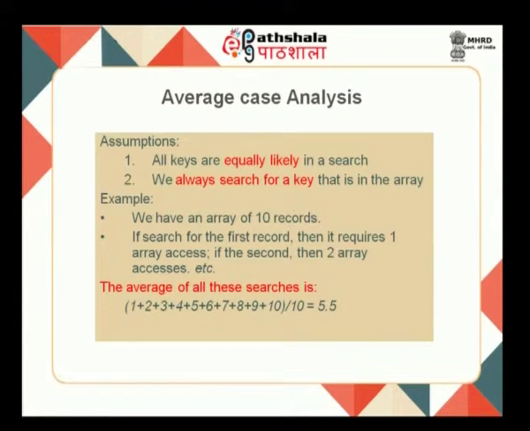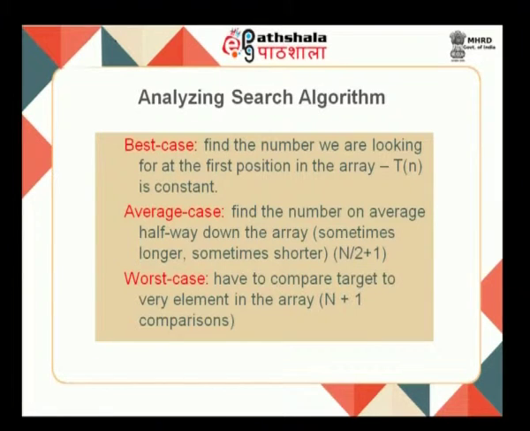So, in other words, 5.5 is the average number of comparisons that are required to find the given target. So, we can summarize everything like this. In the best case, using one comparison we can find it, in other words, T of n is going to be a constant, and in the average case at least n by 2 plus 1 comparisons are required, and in the worst case, n or n plus 1 comparisons are required for that.